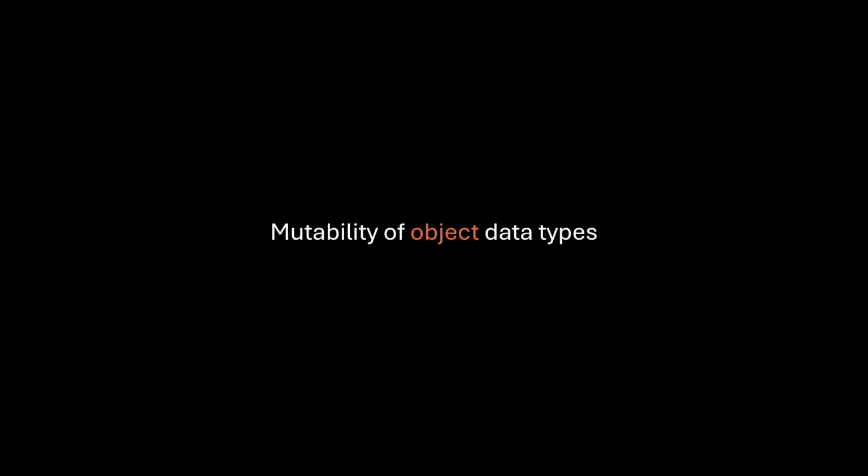Let's shift our focus now to mutability of object data types. Object types are mutable. What does that mean? It means their properties or elements can be changed. Some common examples of objects are objects, arrays, functions, date, set. Consider this code snippet.